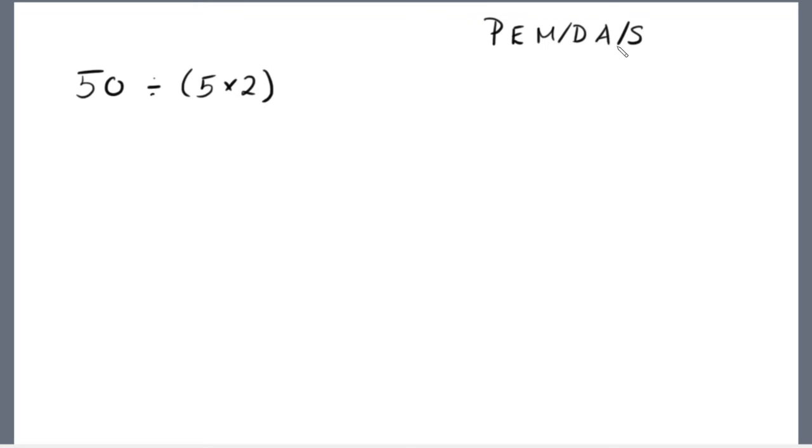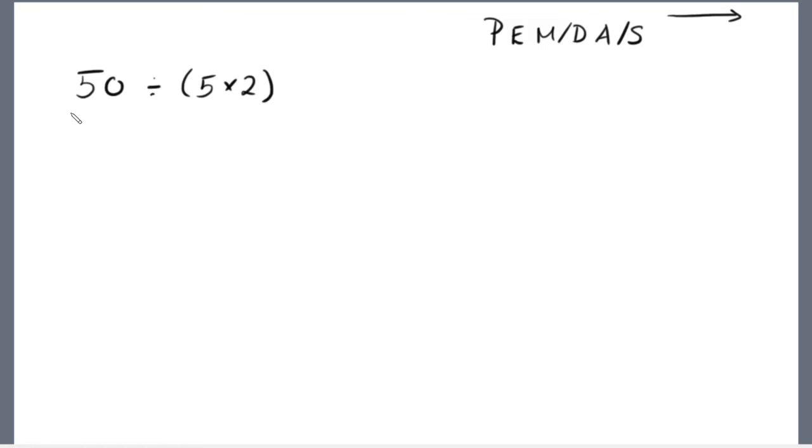We already know what each of these letters stands for. It's going to be parentheses, exponents, multiply or divide, and then add or subtract. And remember, when we're doing this, we're always going from left to right. We always want to make sure that's the direction we go, left to right. You want that to be a mantra for yourself. We never go right to left.